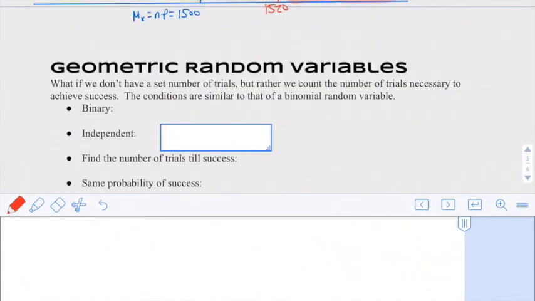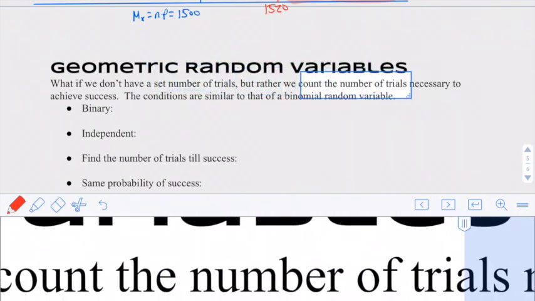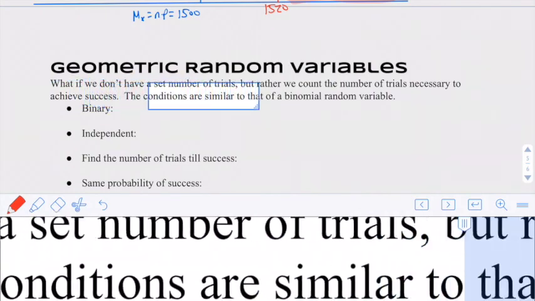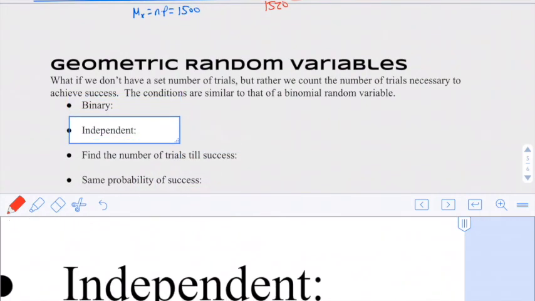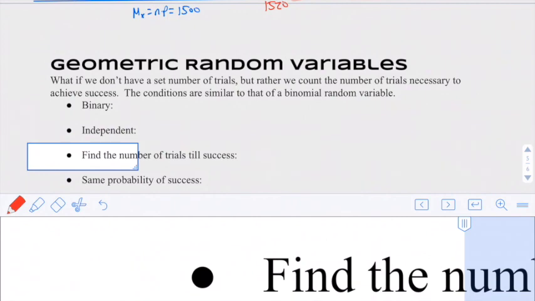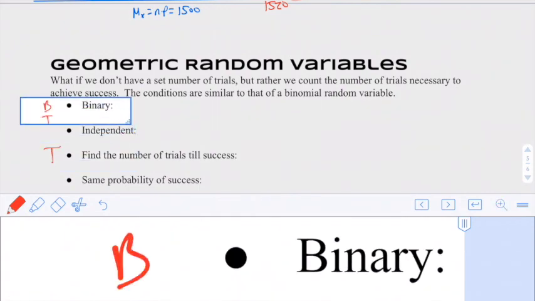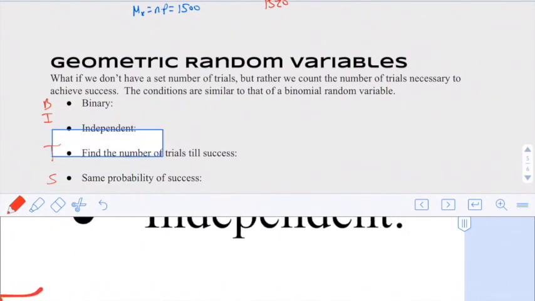So even though it's been a long time so far and we've just done binomial, the geometric is very, very similar. What if we don't have a set number of trials, but rather we count the number of trials necessary to achieve success? The conditions are similar to that of a binomial random variable. So we still have that binary condition, we still have the independent. This we're going to call T for trials until your first success. So B-I-T-S. The only thing different is we don't have a set number of trials.